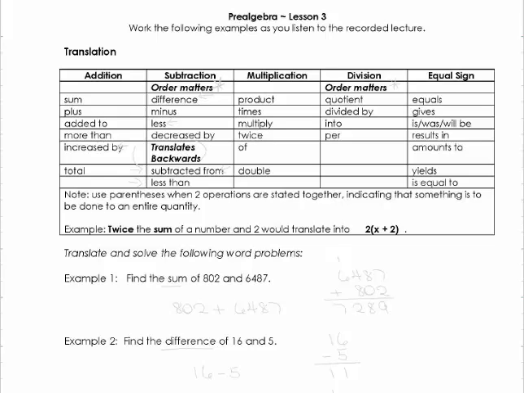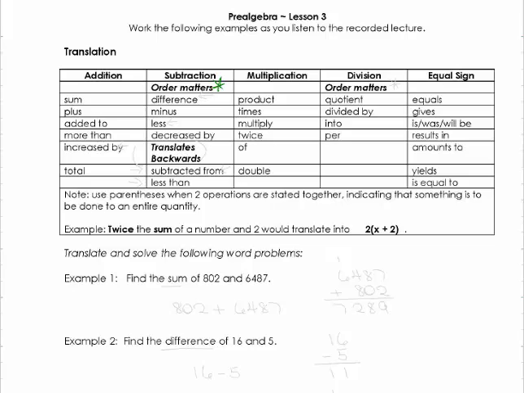Take a look at the subtraction column. What I really need you to remember in subtraction is that order matters. You might want to write a star right beside that statement. Order does make a difference in subtraction. The words for subtraction would be difference, minus, less, and decreased by. Those will always be written in the exact order. The numbers will fall in the exact order that they are listed in the statement.